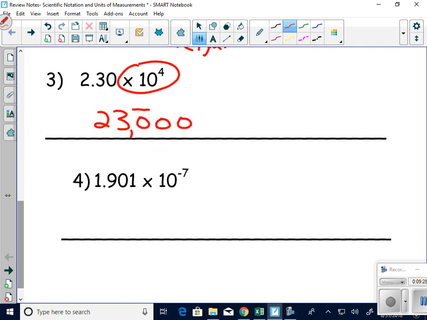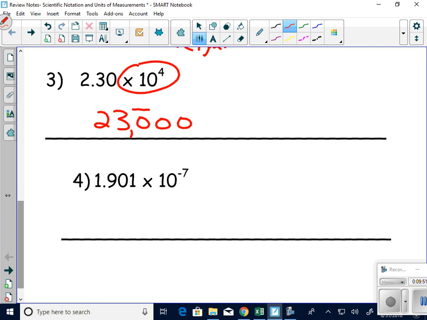Okay. Number 4 there. 1.901 times 10 to the negative 7th. First of all, how many sig figs do I have? 4. Okay? Real easy with scientific notation. All those numbers in front are significant. So I have 4 sig figs.